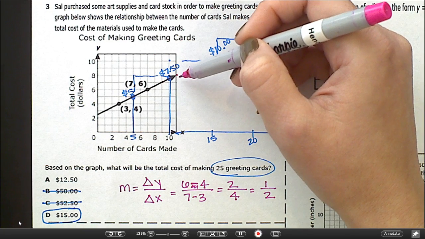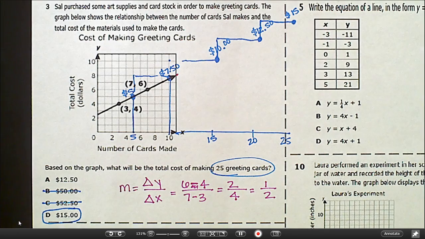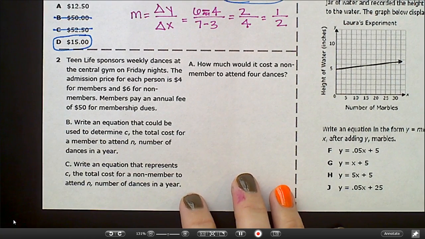So I see that 11 cards would cost $8. And I could keep doing that until I got to 25 cards. Let's scoot over here to number 2.